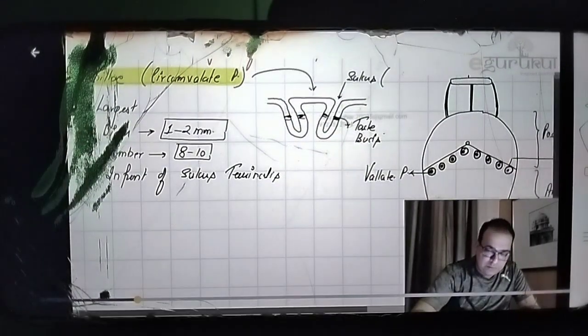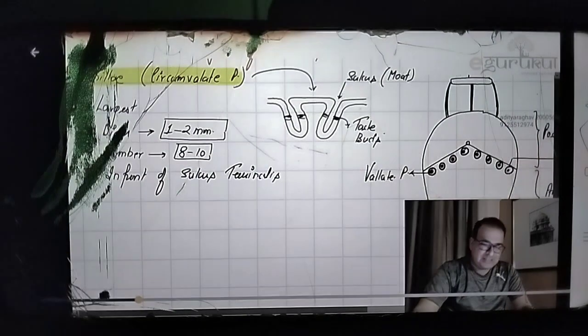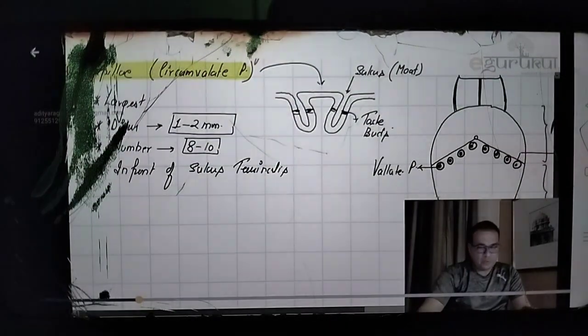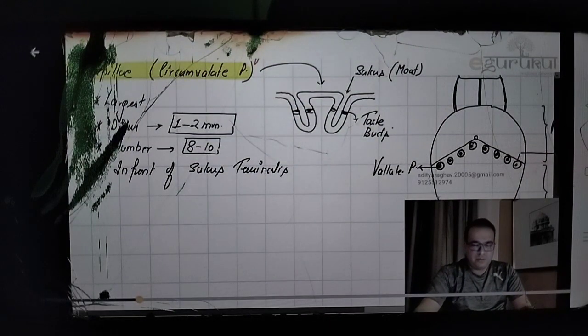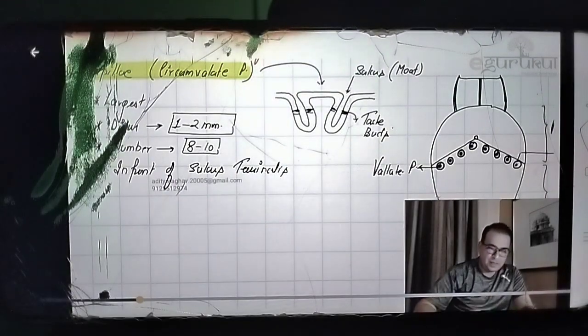Sulcus को moat भी बोलते हैं. These are terms which आपको जरूरत नहीं है याद रखने की. But let's say if somebody asks you what is that moat, M-O-A-T, moat. The sulcus or the moat is where we have these taste buds. So this is the first type, guys, circumvallate papillae, the largest, very few, only 8 to 10, and they are aligned right in front of the sulcus terminalis.